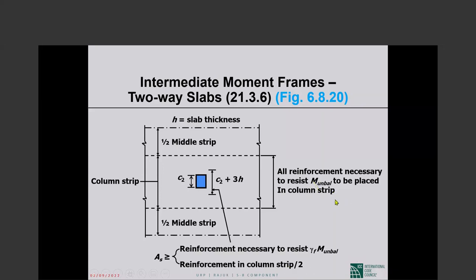This unbalanced moment has been variously denoted by M sub U. Here it is M unbalanced, M sub unbal.